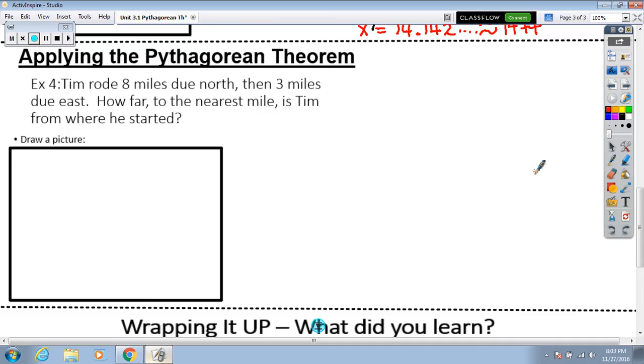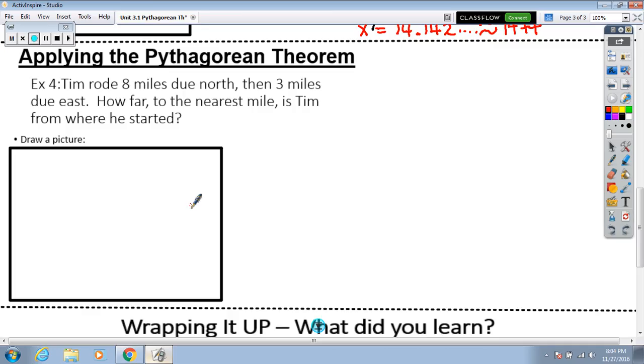Tim rode 8 miles due north, then 3 miles due east. How far to the nearest mile is Tim from where he started? Okay? Step 1 was to read the problem. Step 2, let's use what we just read to draw a picture.